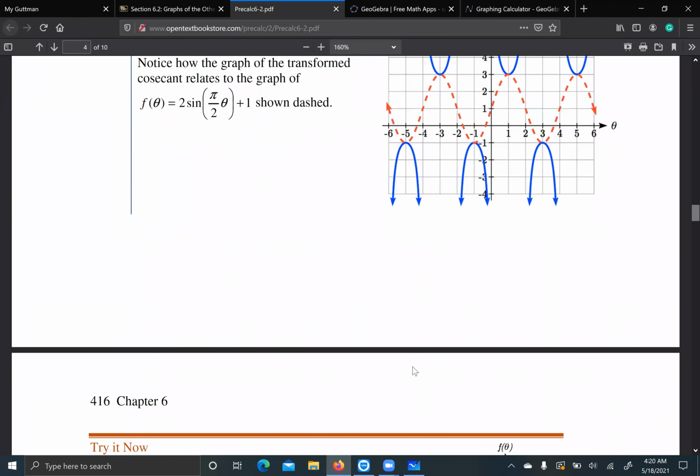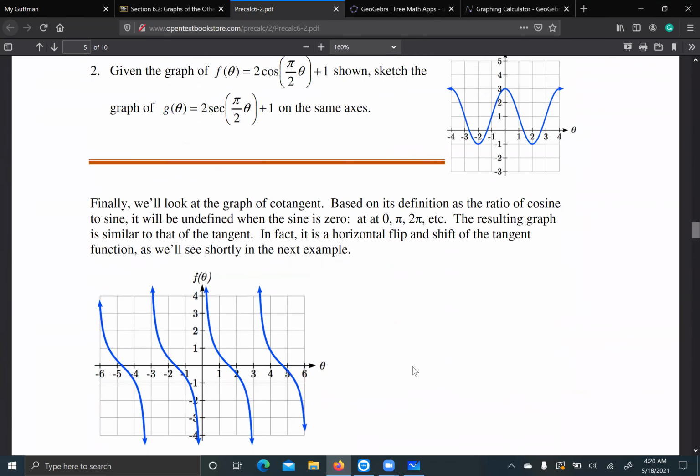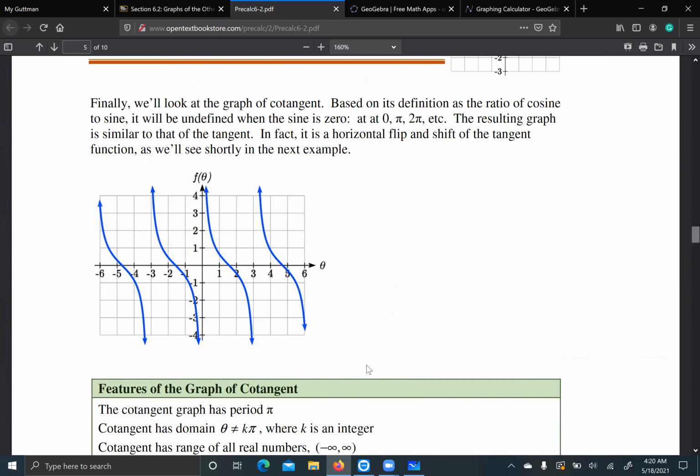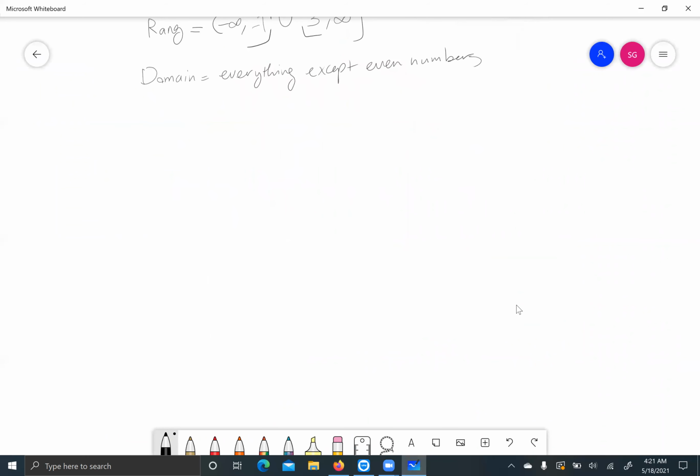Okay. So I think the last function that we need to look at is cotangent. Cotangent, we defined it as the ratio of cosine to sine. Do you remember? Ratio of cosine to sine, or if you flip the tangent, it gives us the cotangent.